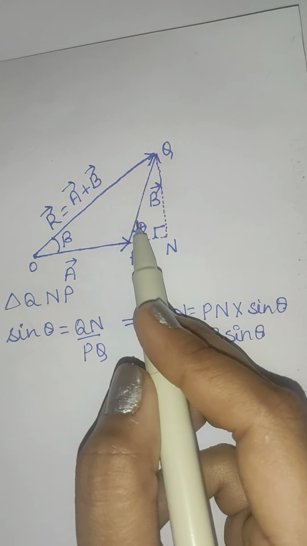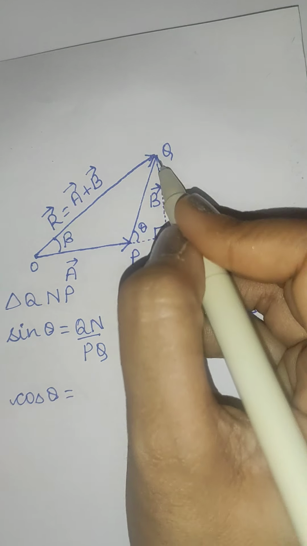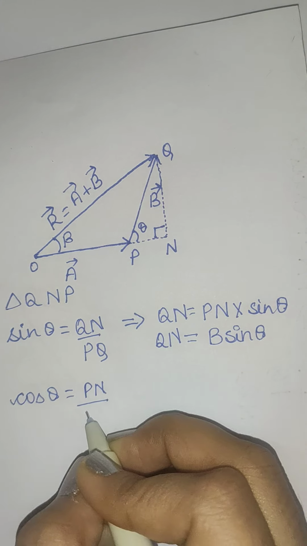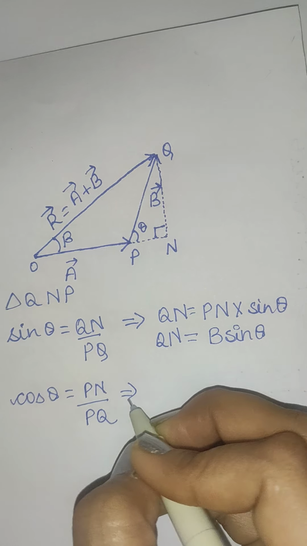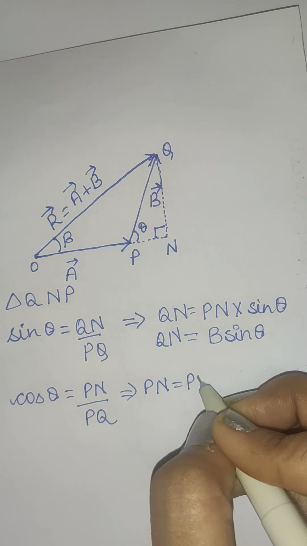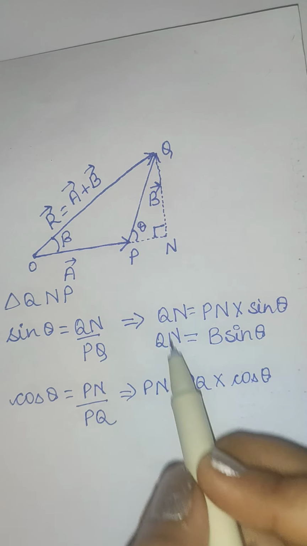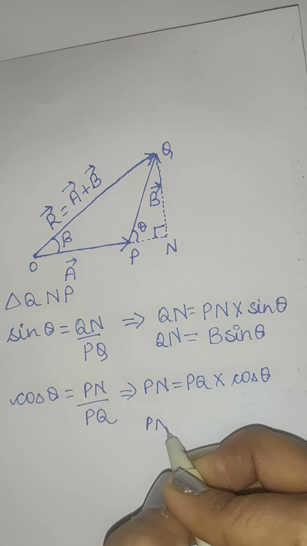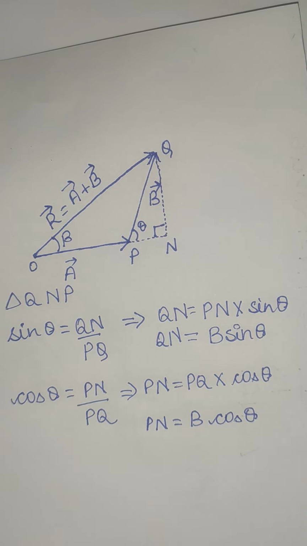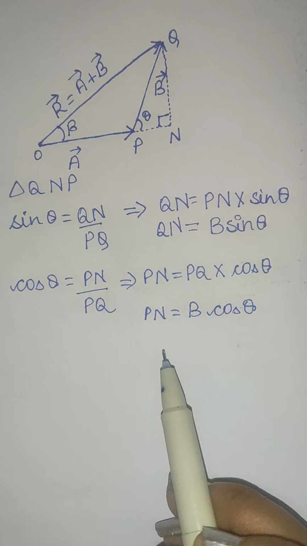Now I'll find cos theta for this triangle. Cos theta is equal to base upon hypotenuse. Base is PN and hypotenuse is PQ. So I get PN upon PQ. Again, if I try to find PN from here, it will be PQ into cos theta. Again, the magnitude of PQ is nothing but B. So I get PN is equal to B into cos theta. So now we have got the values of QN and PN.